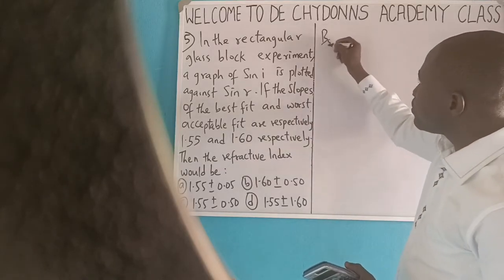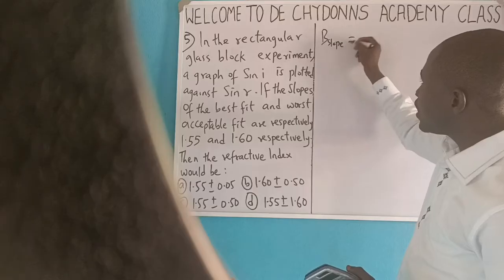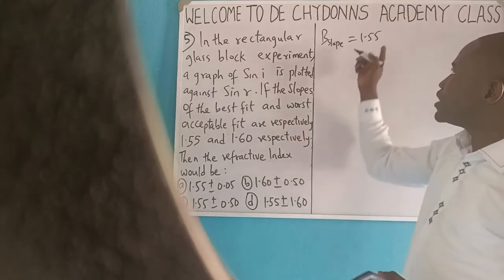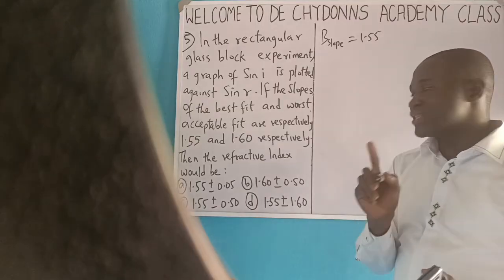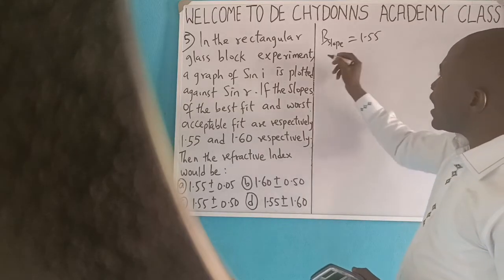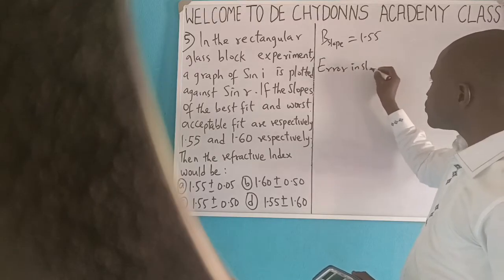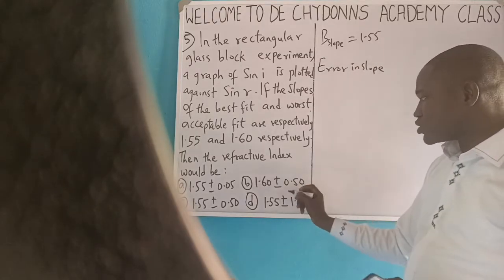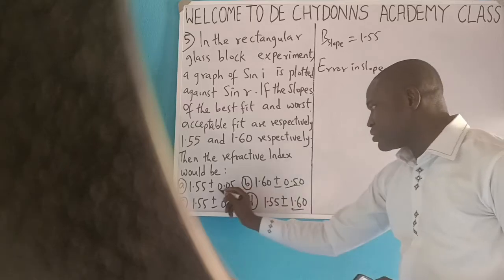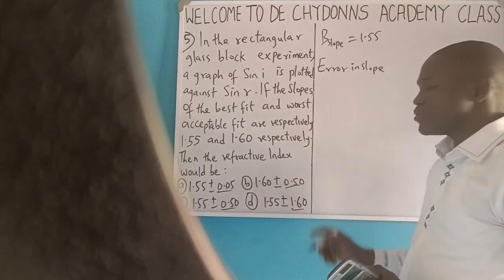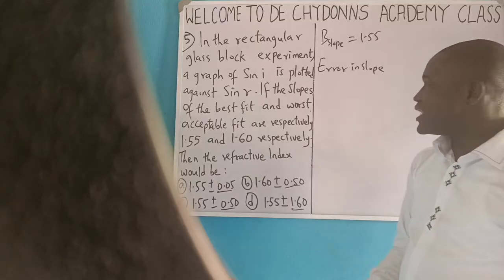Best fit slope is equal to 1.55. Please note that, very important. Then, error in slope. That is what they were attaching to these answers. All these are called the error. But how do we get the error?